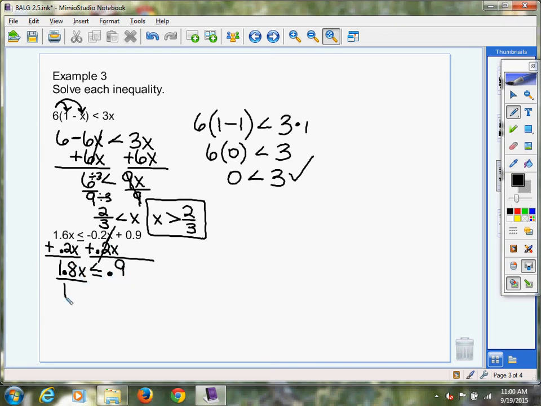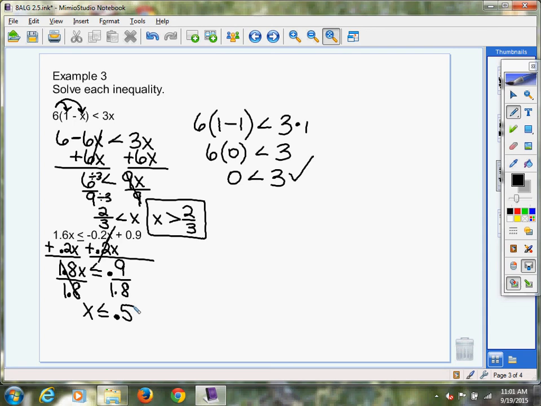And then you're going to divide each side by 1.8. Now remember, the rule doesn't apply here. I don't need to flip the symbol because I don't have a negative number that I just moved here. And then you've got to do 0.9 divided by 1.8. And you can put that in your calculator and see what you come up with. And I got the decimal 0.5, or 1/2.